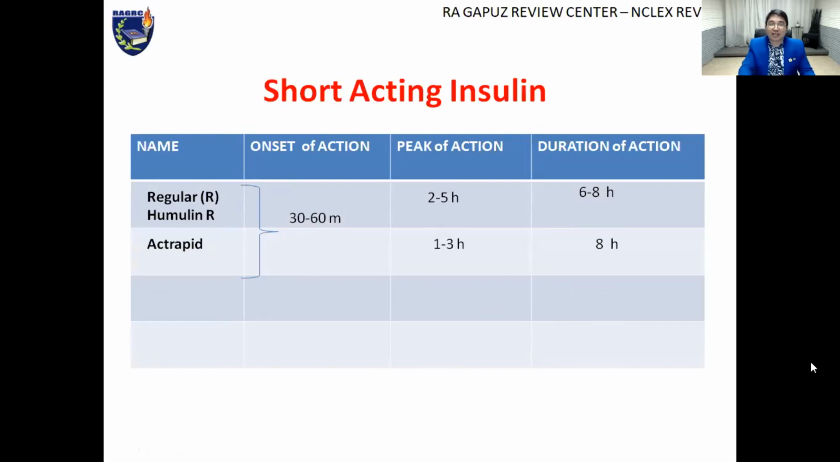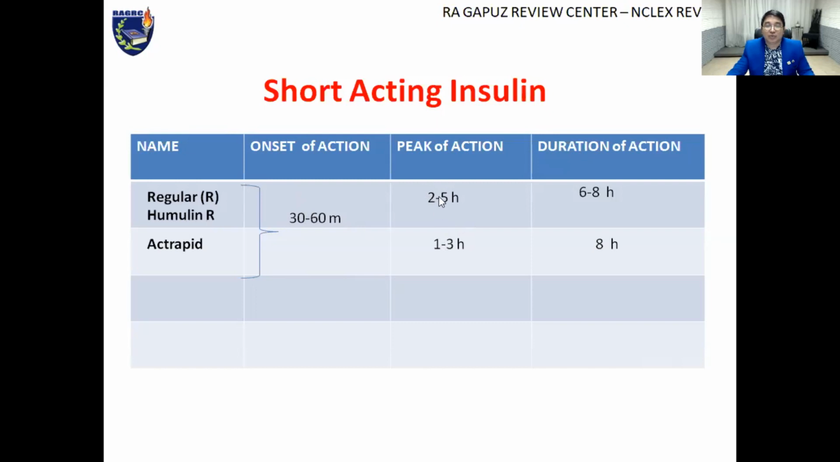Now, once again, we need to code the onset, peak, and duration of action of your short-acting insulin. And our code would be, let's take 30, and then here, let's take 2, because 2 hours could be the onset for the peak of action of regular insulin. And it's actually midway to the peak of action of your Actrapid.